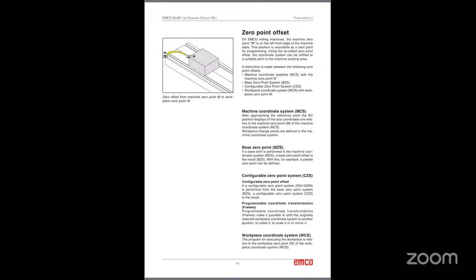So next is frames, programmable coordinate transformation. We call it frames. Using frames, we can shift, rotate, scale, and mirror the coordinate system. Shift means you can shift the origin to a new origin. Rotate means rotate through 90 degrees. Scaling means you can enlarge or reduce the size, right? Mirroring means left to right, right?